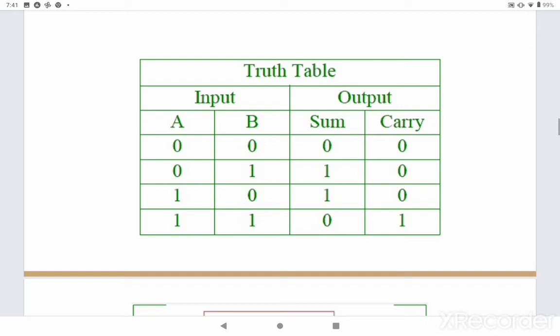Then A equal to 1 and B equal to 0. Simply I am adding 1 plus 0 and the sum will be 1 here, then carry will be 0. No doubt in this area. And now I am going to give A equal to 1 and B equal to 1. Here you can see the sum is equal to 0.